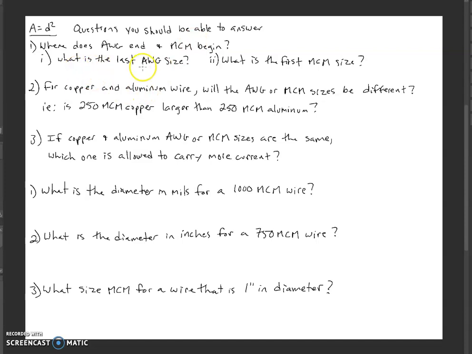In other words, what is the last AWG size? What is the first MCM size? For copper and aluminum wire, will the AWG or MCM sizes be different? In other words, is a 250 MCM copper larger than a 250 MCM aluminum? If copper and aluminum AWG or MCM sizes are the same, which one is allowed to carry more current? These are very basic but fundamental questions that should be obvious to you at some point, or make a point to make them obvious.